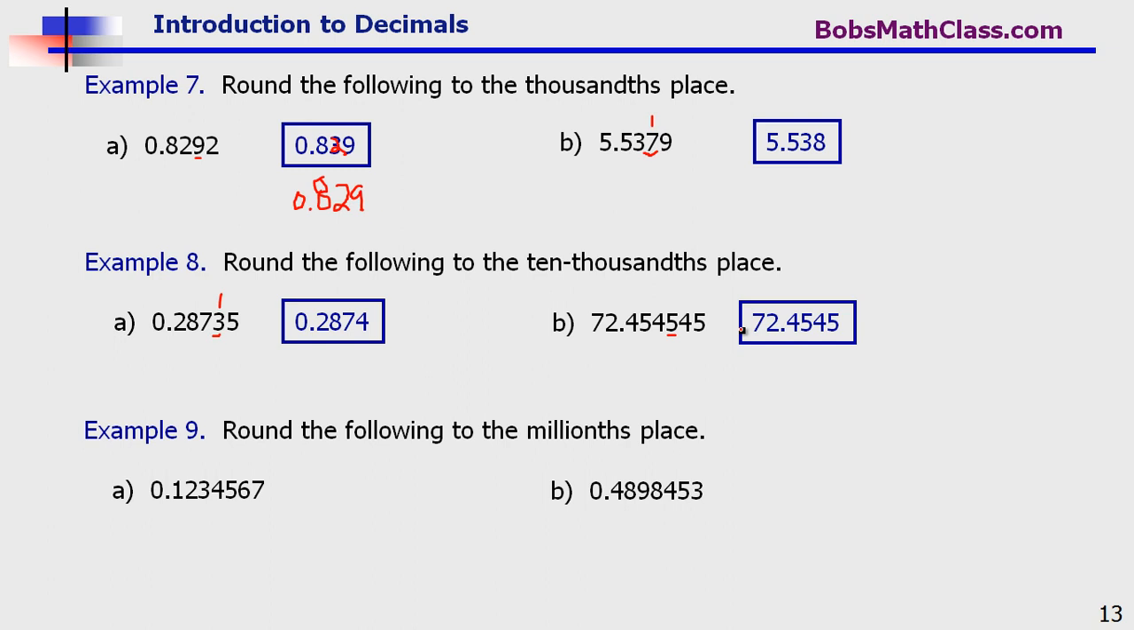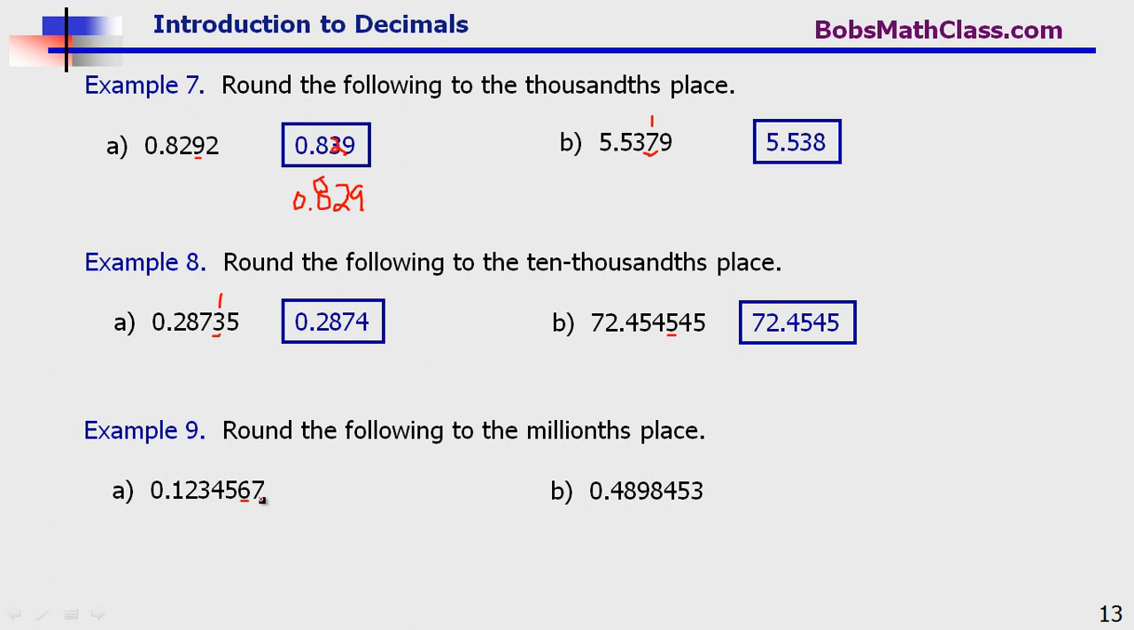Okay, millionth place. Wow, millionth place. So after the 10,000th place, that's the 4th place. What comes after the 10,000th place? 100,000th place. That's the 5th place. And then after the 100,000th place, it's the millionth place. That's the 6th place. 1, 2, 3, 4, 5, 6. That is the millionth place.